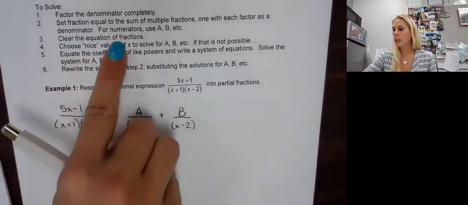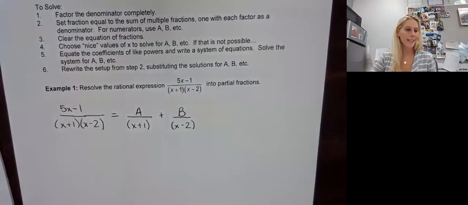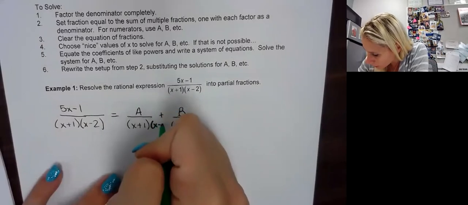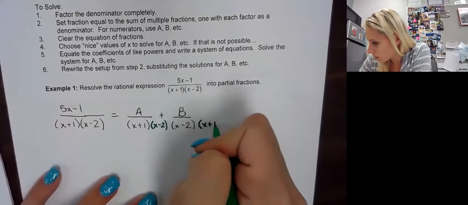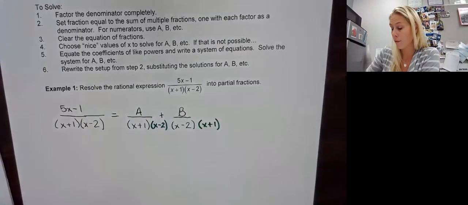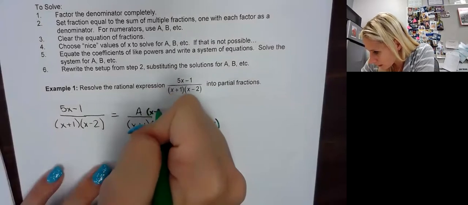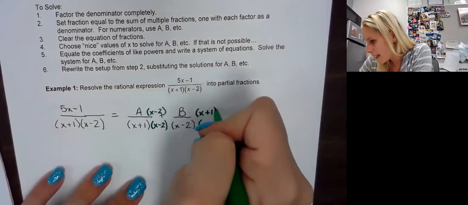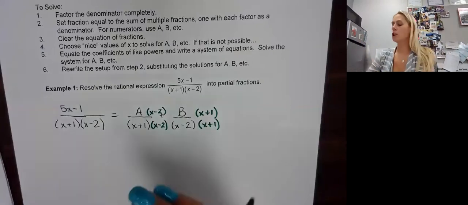Now what we're going to do is clear the equation of fractions. So if we look, we need a common denominator of this x plus 1 times x minus 2. So what is this missing? This is missing our x minus 2. And this one's missing our x plus 1. And so we do not change the value of the fraction, whatever we do to the bottom, we must do to the top. All right. Now that we have a common denominator, now we can actually just look at the numerators.